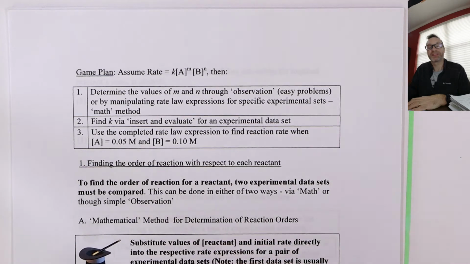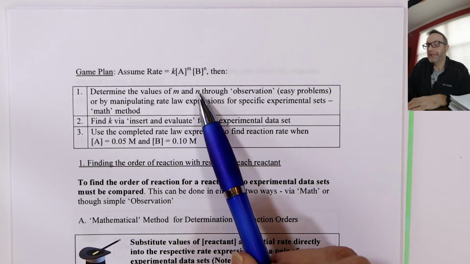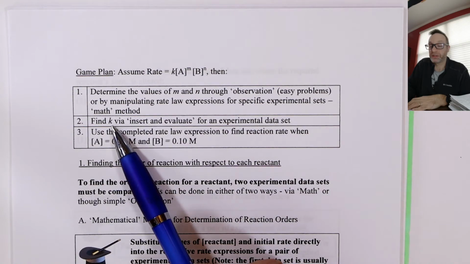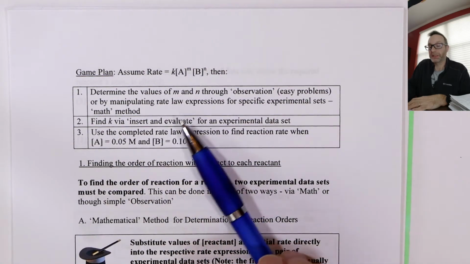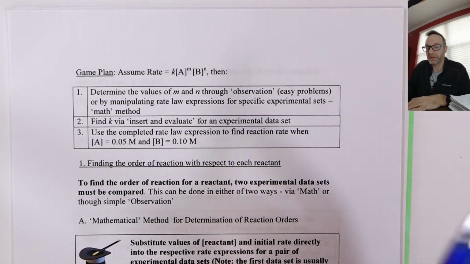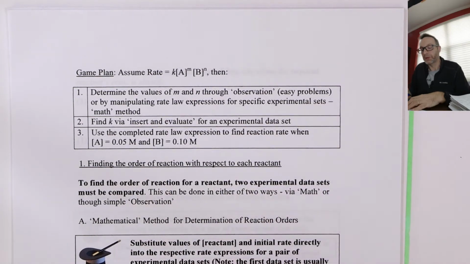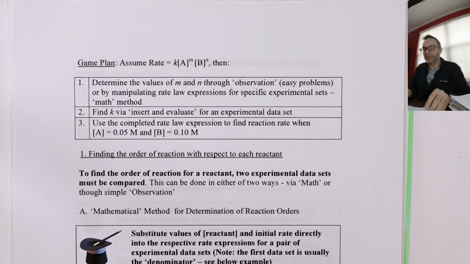But hey, on a test, oftentimes you can do either, to be honest. Okay, so once we've got M and N, through doing the math or observation, we'll find K through insert and evaluate. Then we've got our equation. We can just then stick numbers in the equation and get an answer for rate at any condition. Okay, so let's look at it.